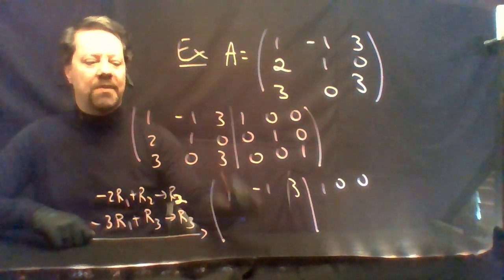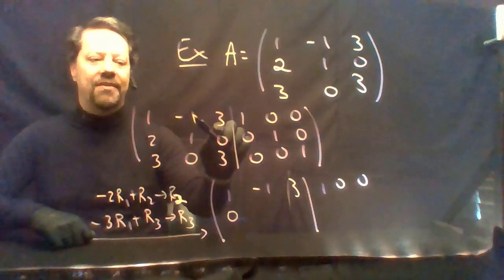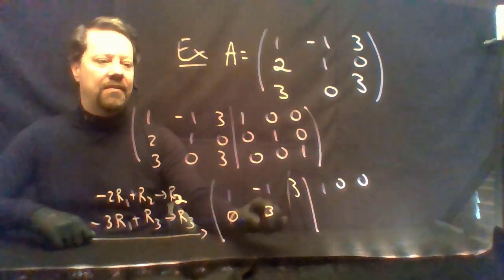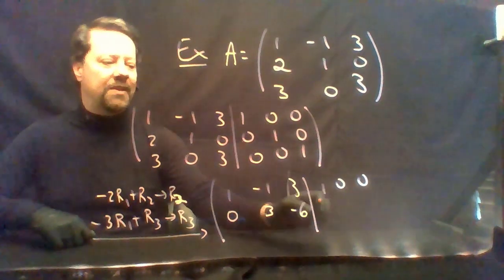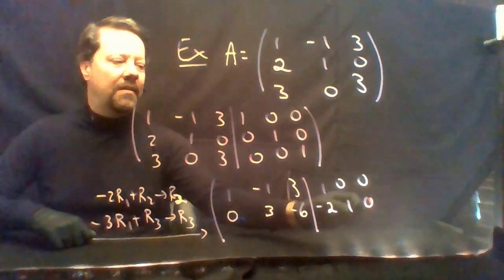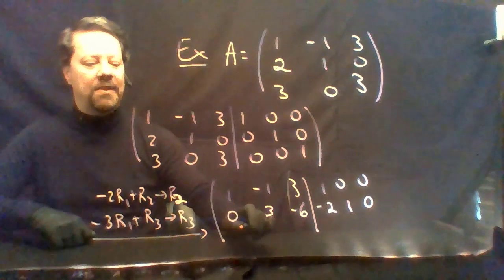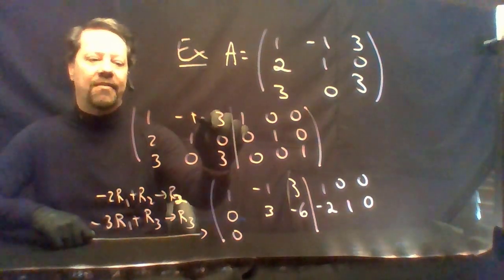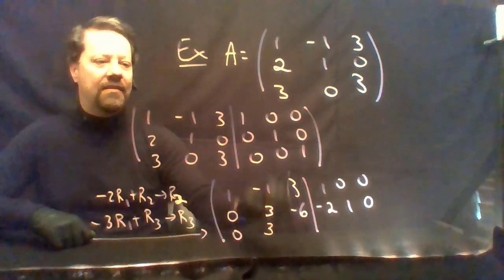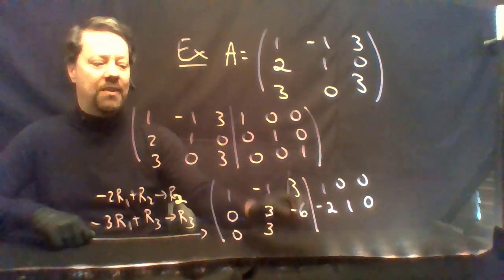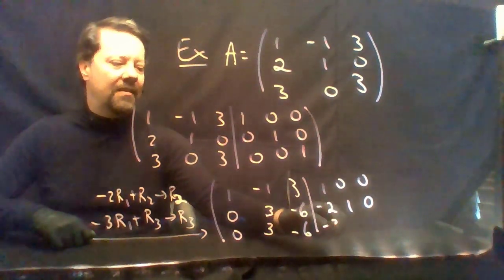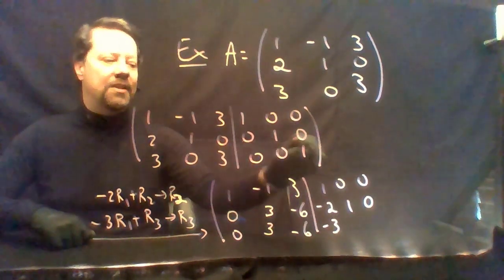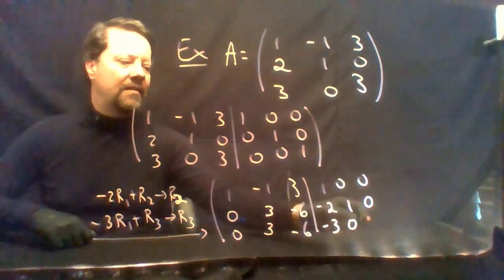Negative 2 times this plus this, applied across the row. Negative 3 times this plus this, applied across the row, and there.